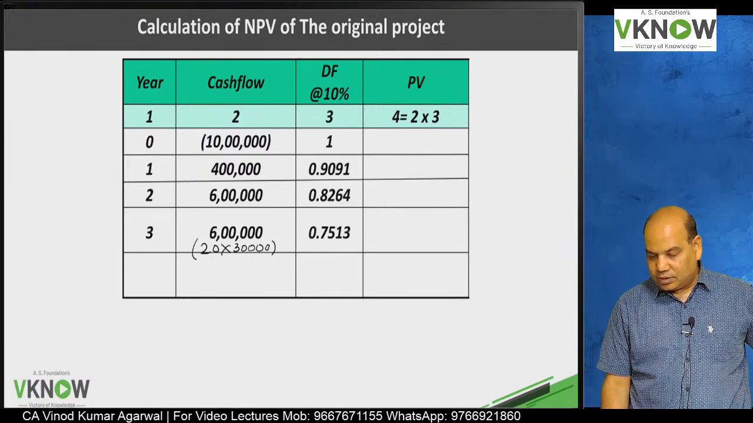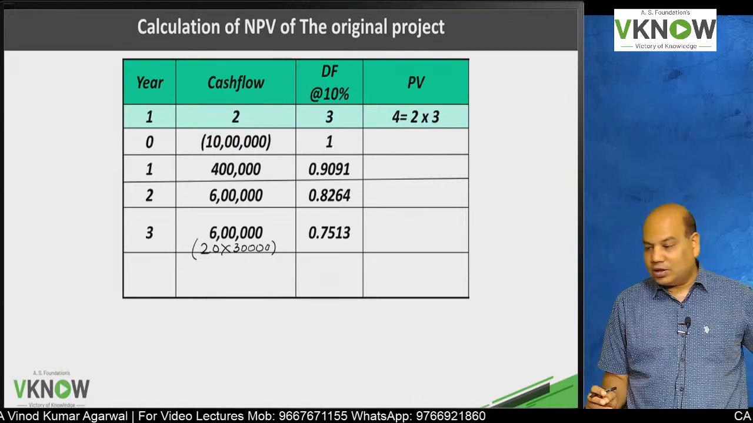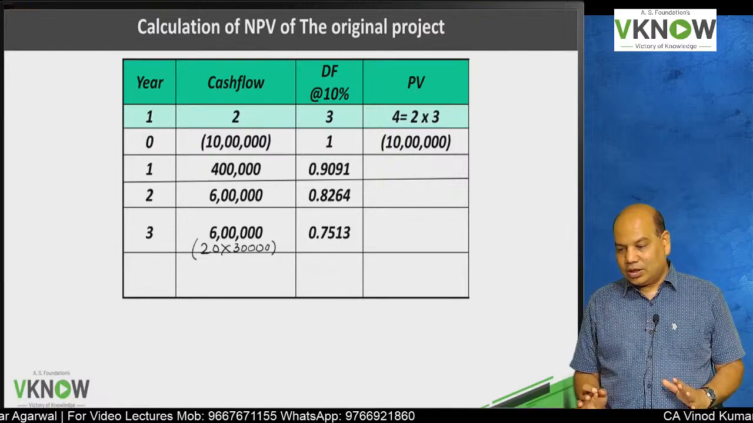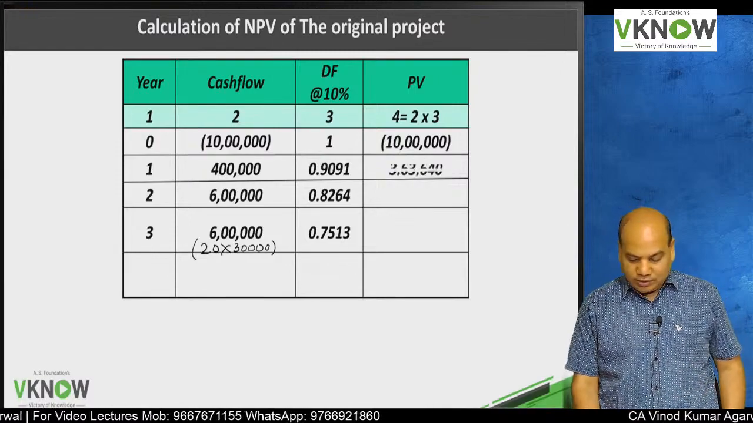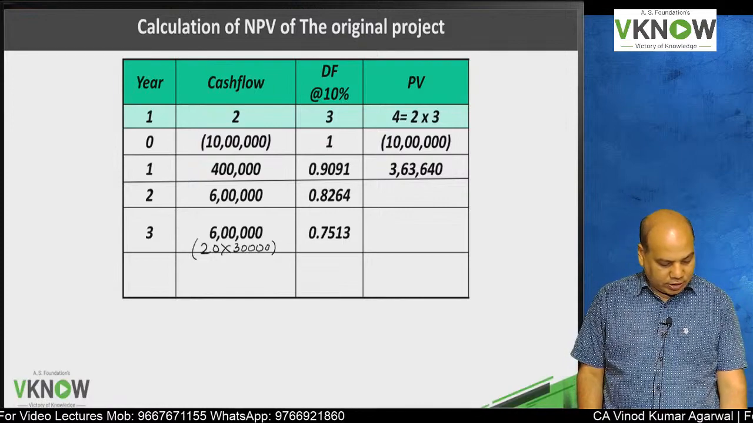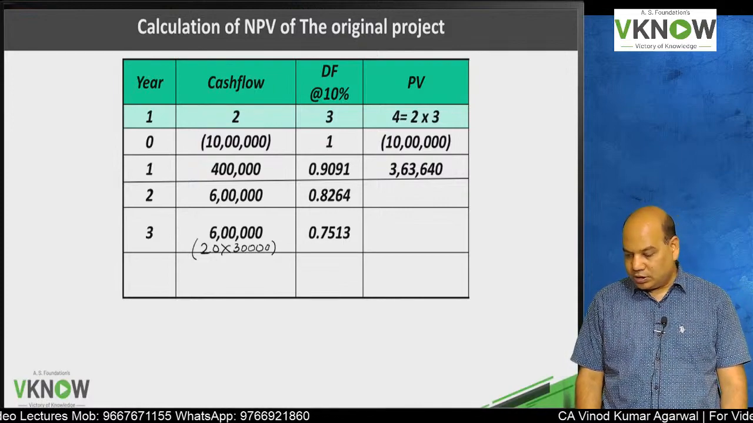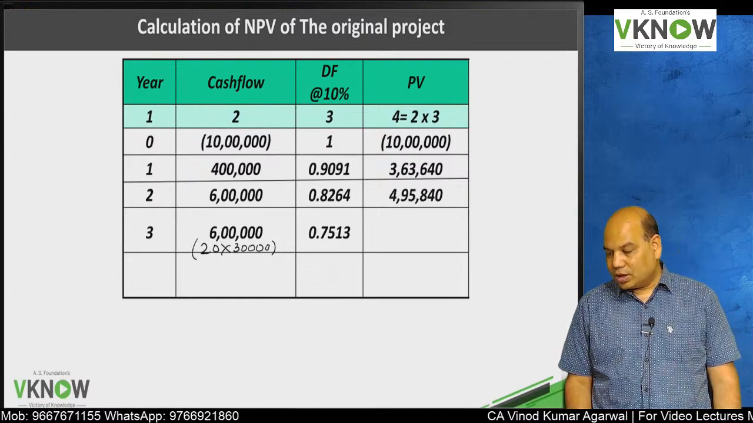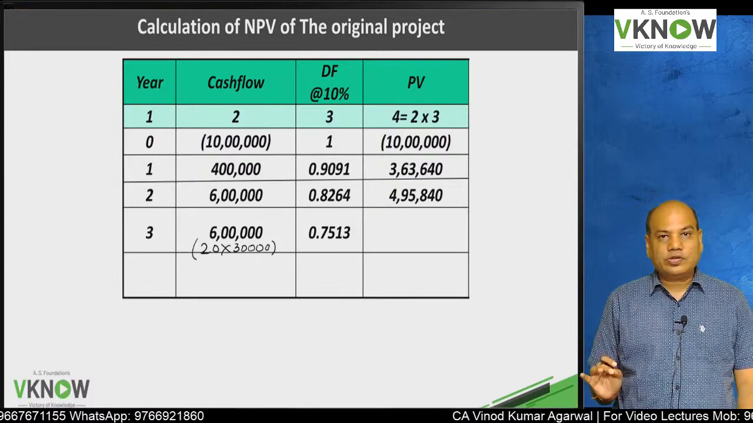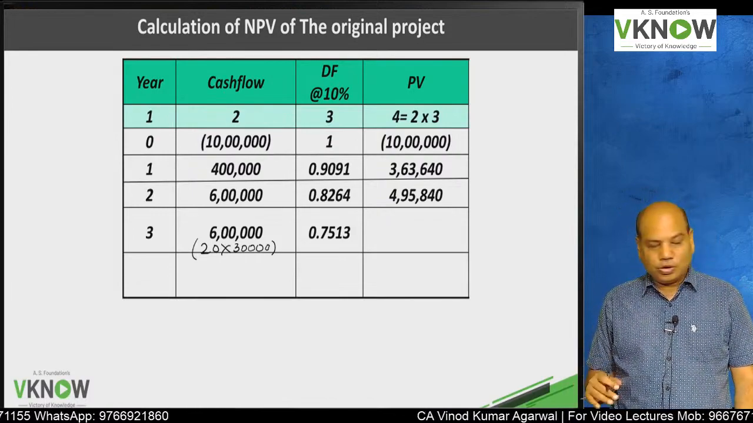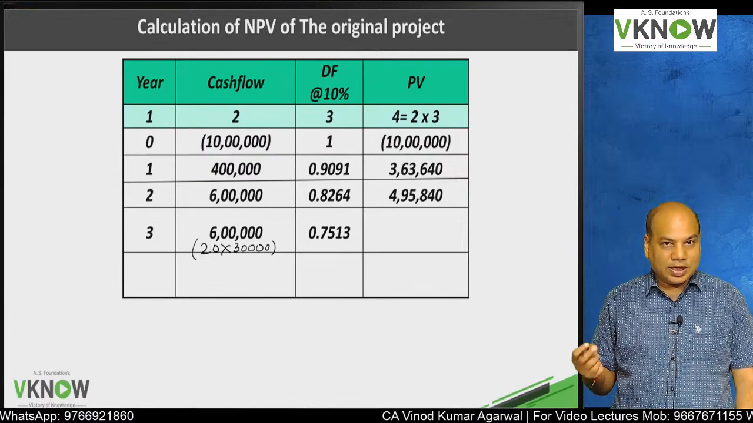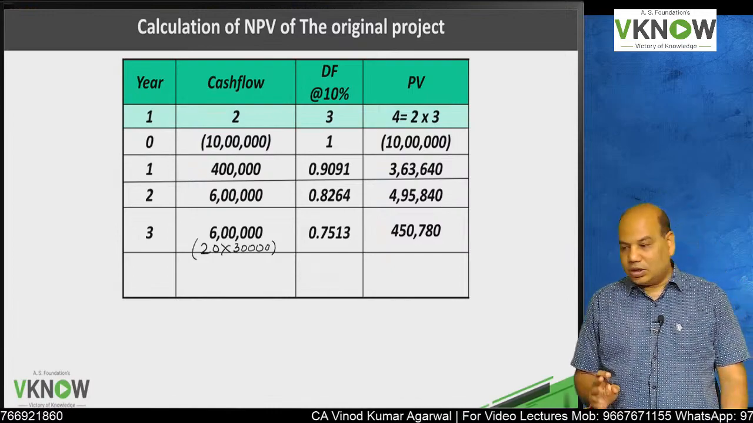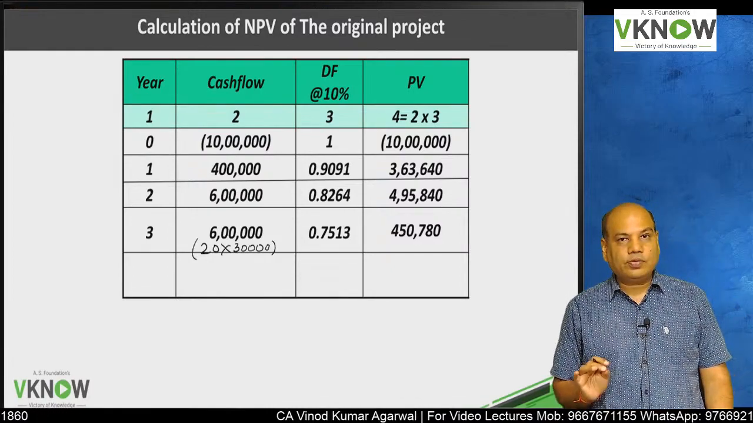Please apply the 10% factor, or you can write directly in the last column if you want. Directly in the last column, 10 lakh, 4 lakh divided by 1.10, 363,640, 6 lakh divided by 1.10 two times equals 495,840. Then 450,780. Approximately, check. Approximately, because I am writing in 4 digits. You may be doing it directly. The answer can be different by a few rupees.